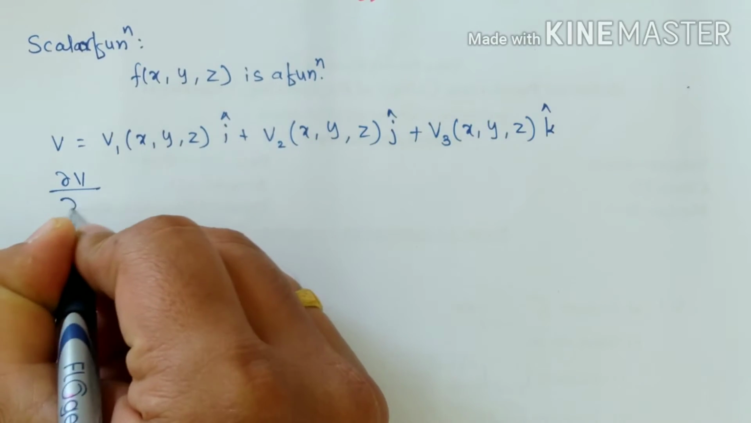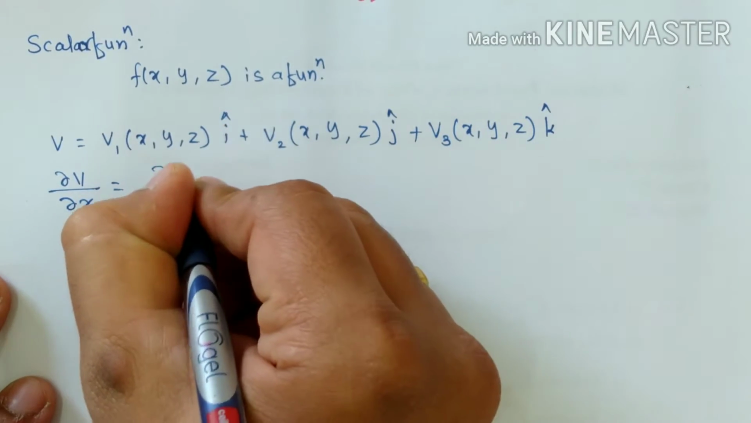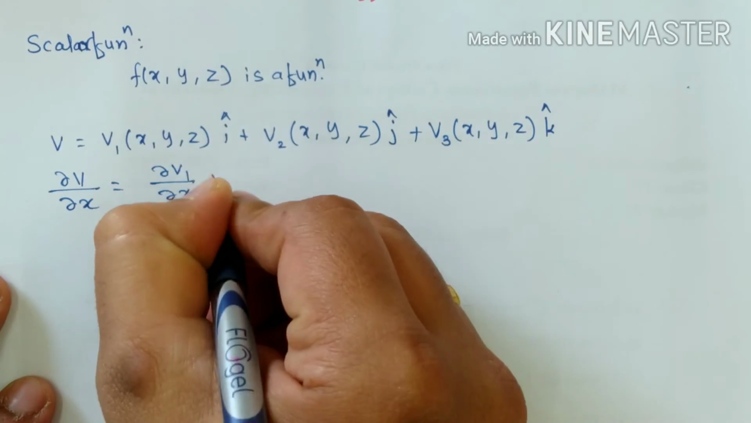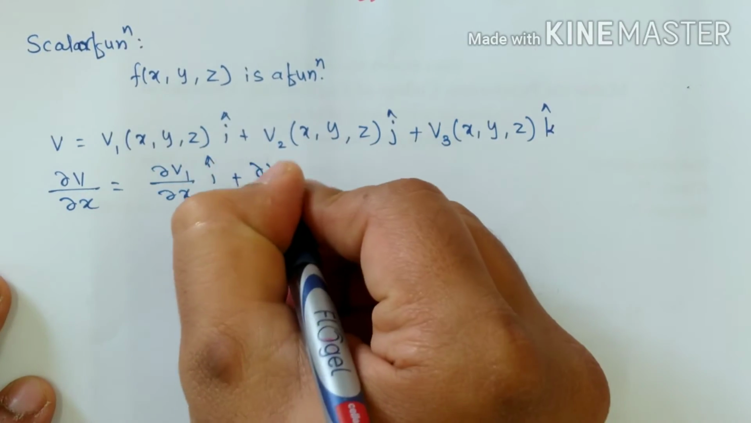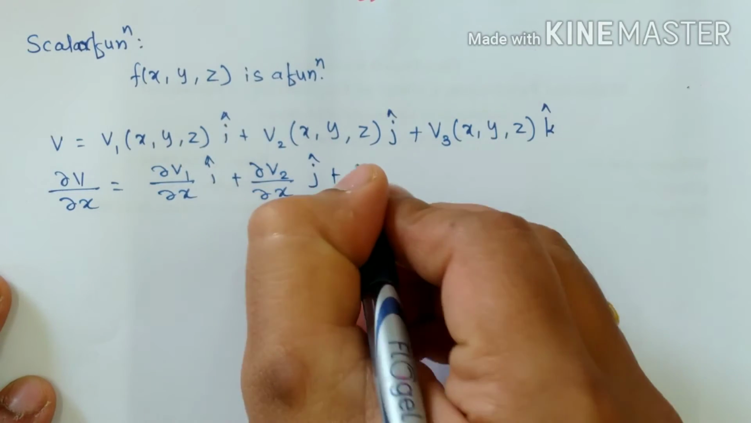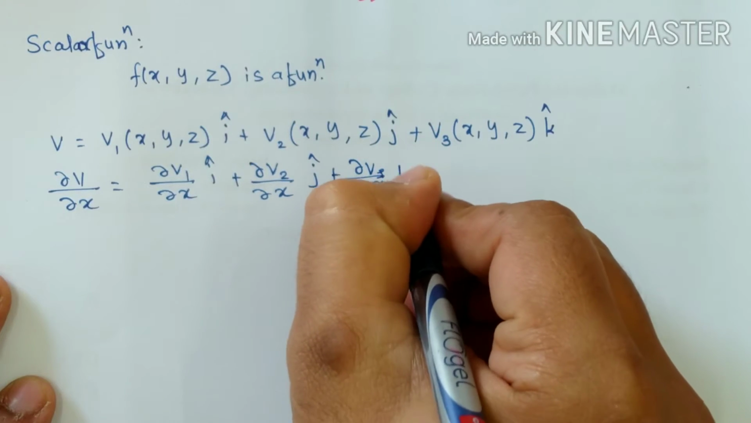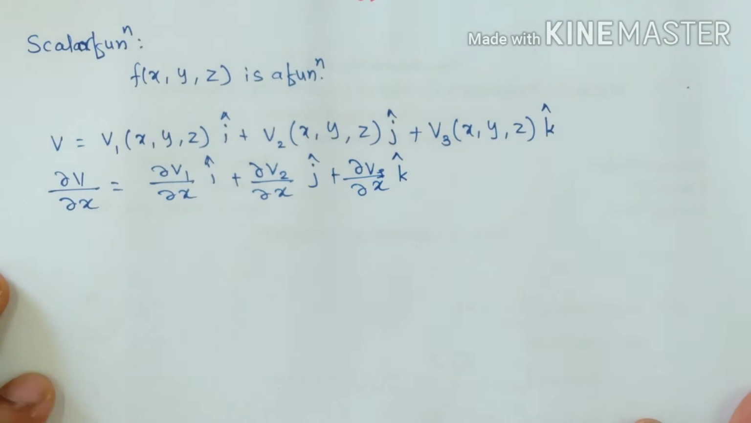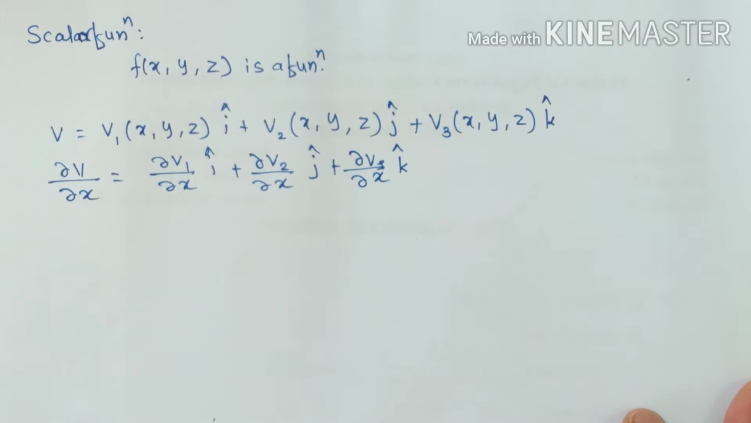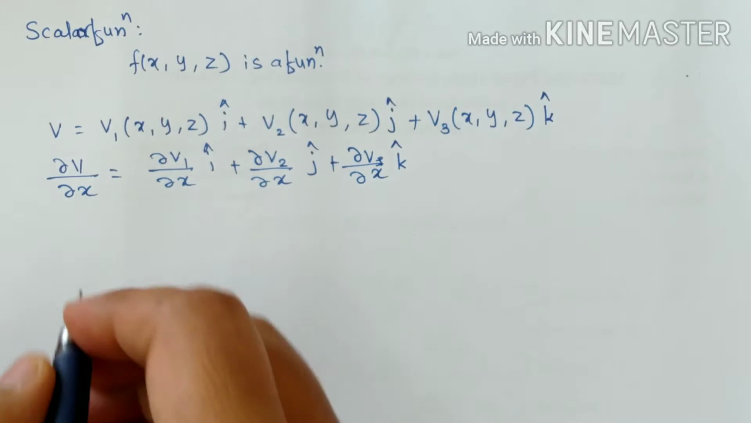partial derivative of v with respect to x will be given as partial derivative of v1 with respect to x into i cap plus partial derivative of v2 with respect to x into j cap plus partial derivative of v3 with respect to x into k cap. Similarly, one can give the partial derivative of v with respect to y, the partial derivative of v with respect to z, and so on.